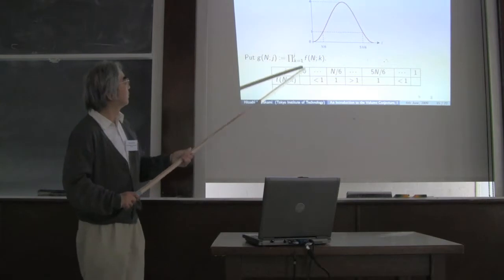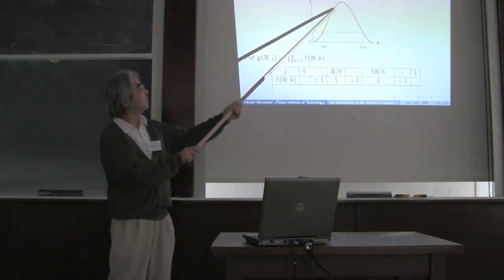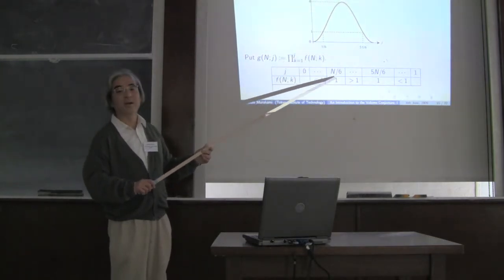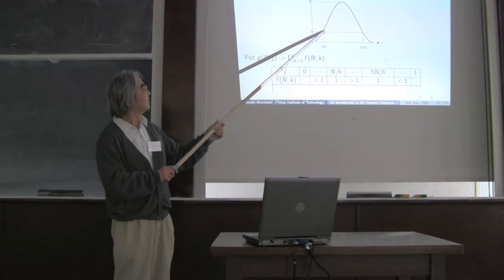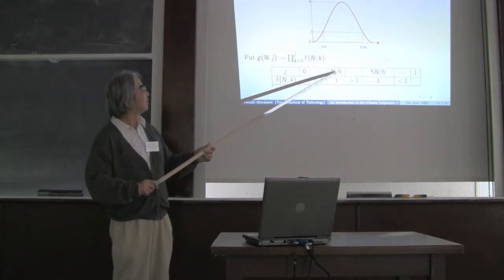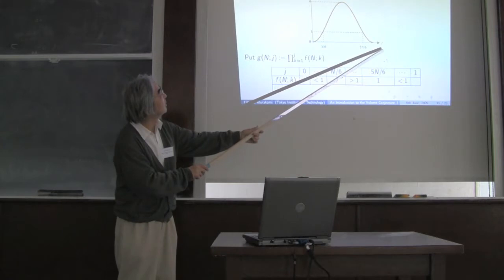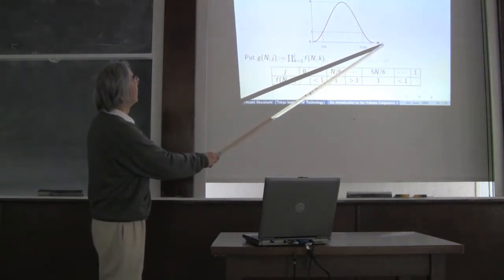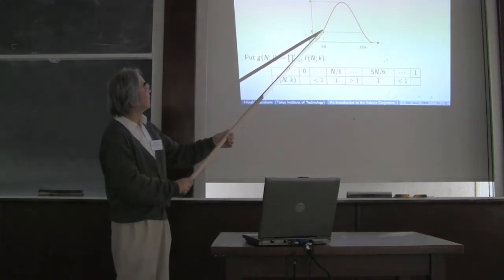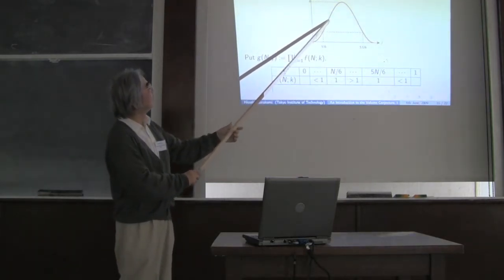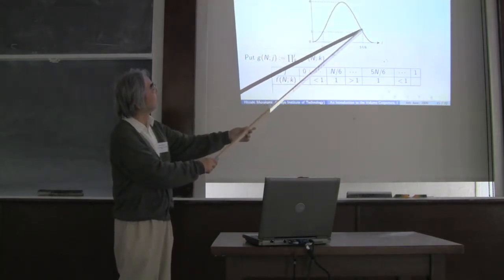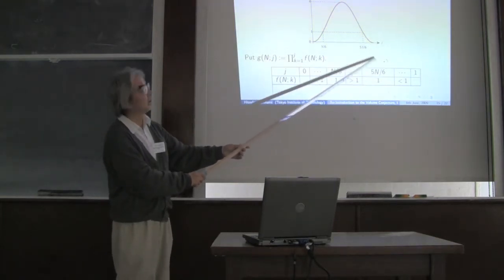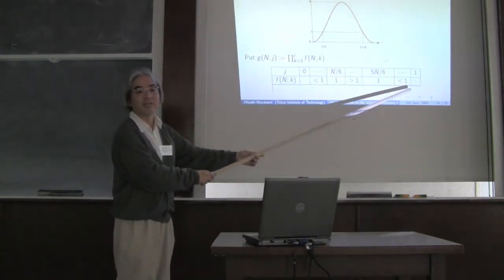Because F is always positive, and it is smaller than 1 before n over 6. Sorry, something's wrong, this is K. When K is n over 6, it touches 1. And then it goes up over 1, and it comes back to 1 when K is 5n over 6. And it goes down below 1 after that.